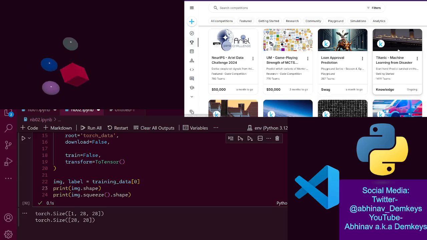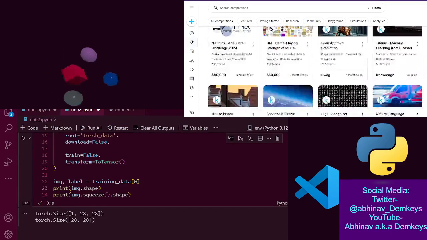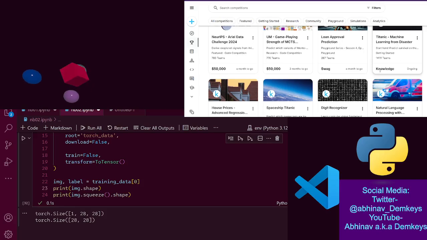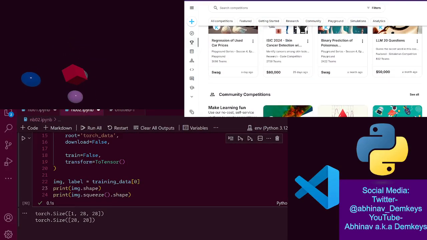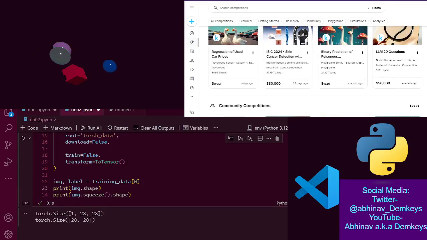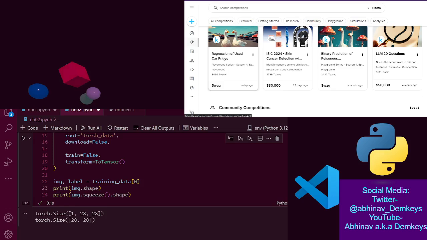I should look for. Okay, hold up, hold up. I just realized something. So these say knowledge. What you have to gain from participating in this competition is knowledge. Participating in this, I need to find more like these as well. You get swag, and participating in these, you have a chance to win money. Regression of used car prices. Playground Series Season 4.